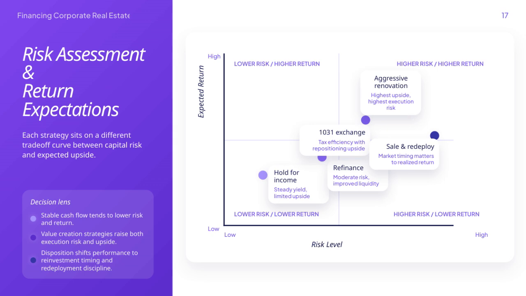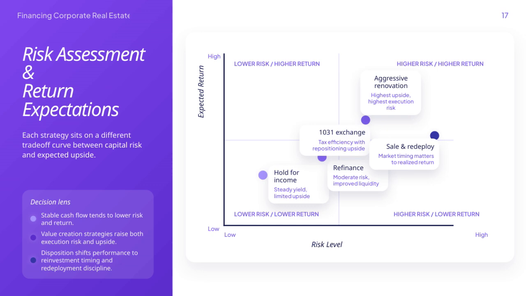For example, holding properties primarily for steady income results in limited upside, but provides consistent returns with lower risk. On the other hand, value creation strategies like aggressive renovations increase both execution risk and potential upside. These approaches require more involvement and carry more uncertainty, but they offer significantly higher returns if successful. Disposition strategies, such as selling and redeploying assets, shift the focus to timing the reinvestment and discipline in redeployment, making market timing a key factor in realized returns.